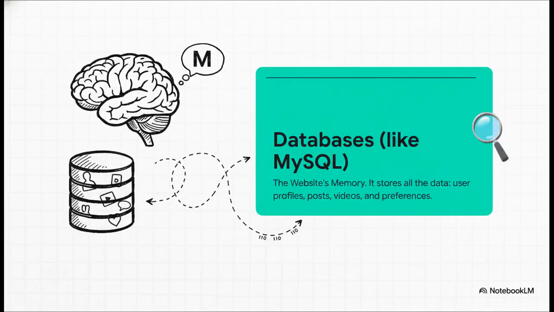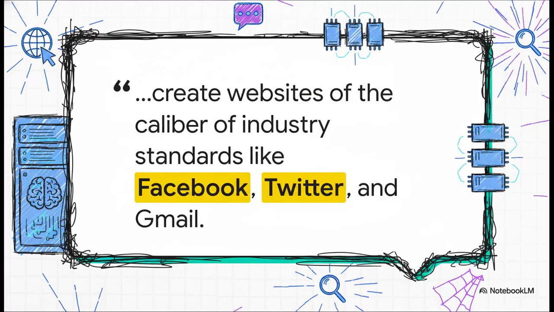And of course, for a brain to be really useful, it needs a memory. That's what databases are for. A database is like the website's massive long-term memory. It's where it stores everything. Every user profile, every single video, every post, every single like. It's all kept in there. And that's the real power behind the modern web. When you combine that server brain with its memory, you suddenly get the ability to build the kinds of amazing, complex sites we use every single day.